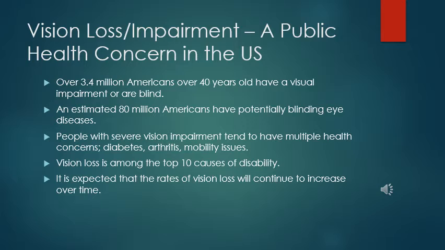In addition to the large numbers of affected people, the other issue to consider is that there are many people who also suffer from multiple health concerns. For example, a person diagnosed with severe vision impairment is most likely to have diabetes, arthritis, and mobility issues. As the population continues to age, the rate of vision loss and vision impairment will also continue to increase.